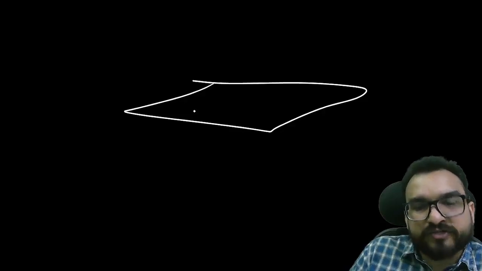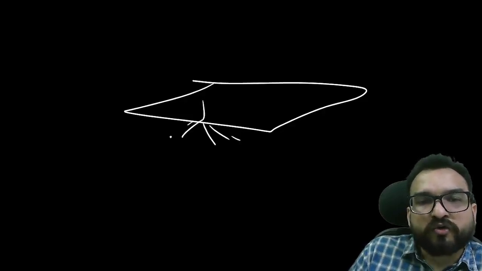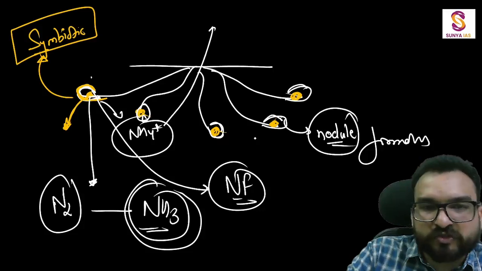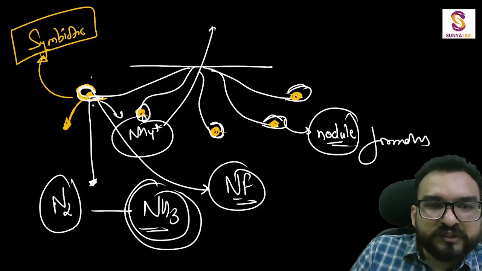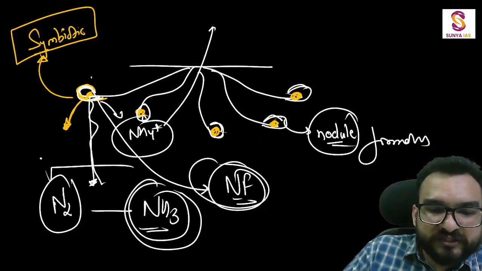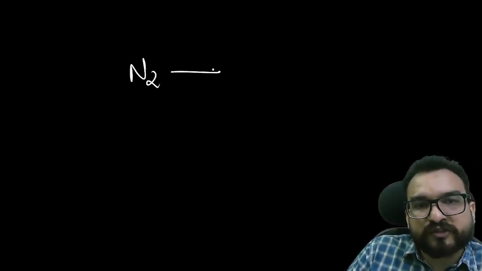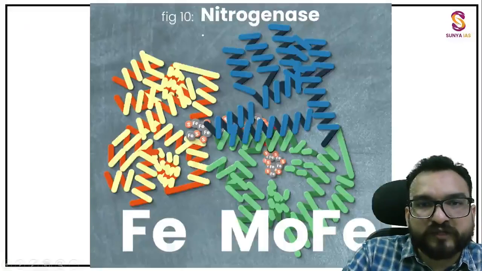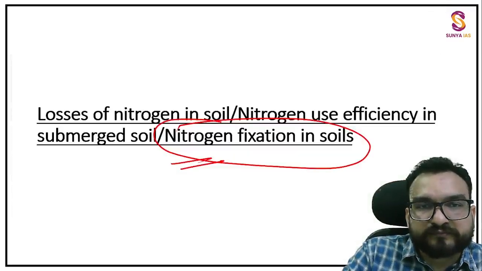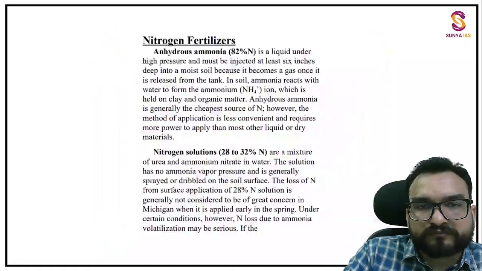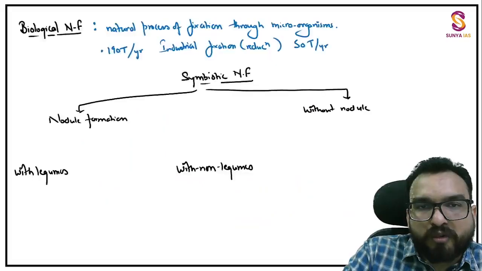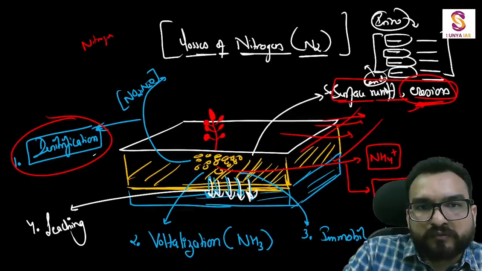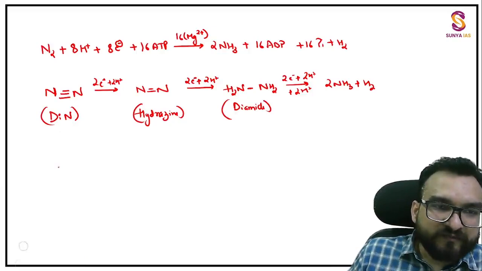That's why you must have heard that if you want to increase the nitrogen content in your soil, grow leguminous crops, because leguminous crops do this nitrogen fixation in their root nodules. Now this equation which is happening in the nodules, N2 to NH3, is not very simple, guys. Let me show you the equation over here. This is the equation.